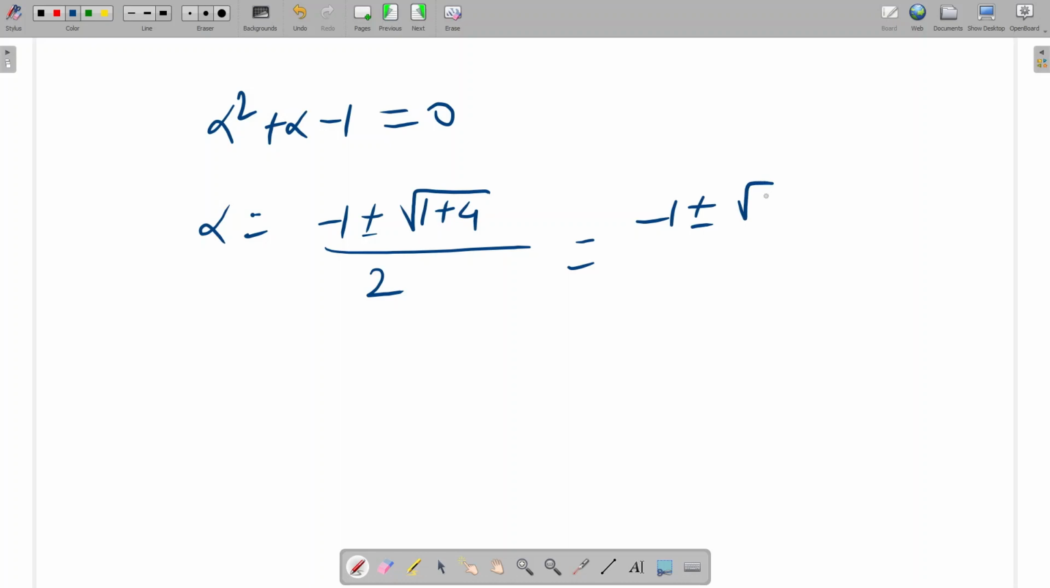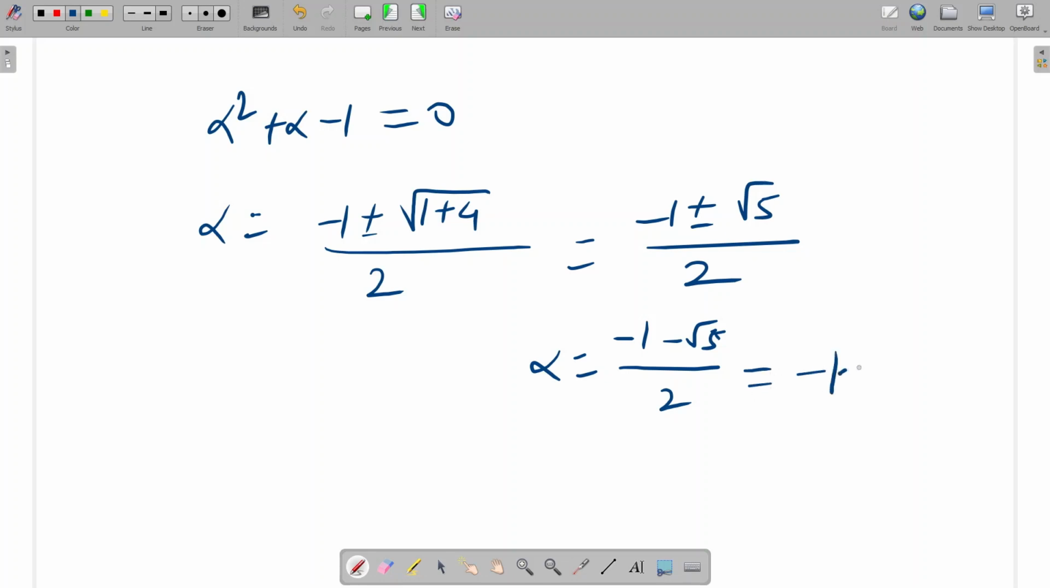So that will be minus 1 plus minus under root 5 by 2. What will be this value? The positive value will be how much and the negative value will be how much? Negative will be minus 1 minus root 5 by 2. This is the alpha value. It will be minus 1.6. What is the positive value? Minus 1 plus root 5 by 2.